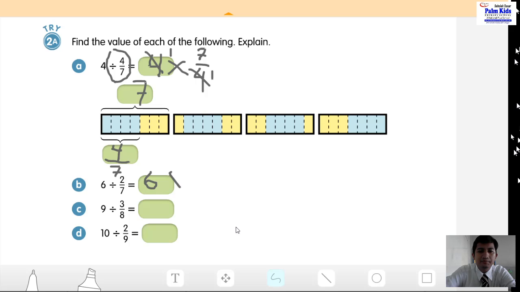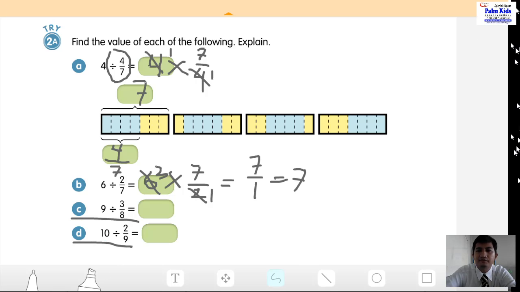6 multiplied by 7 per 2. Now, because we know how to cross the number on the top with the bottom, we can cross 6 and 2, simplifying by dividing them by 2. 6 divided by 2 is 3. 2 divided by 2 is 1. So now we have only 3 multiplied by 7 left. 7 per 1 equals 7. Okay, try to do C and D for try 2A by yourself.